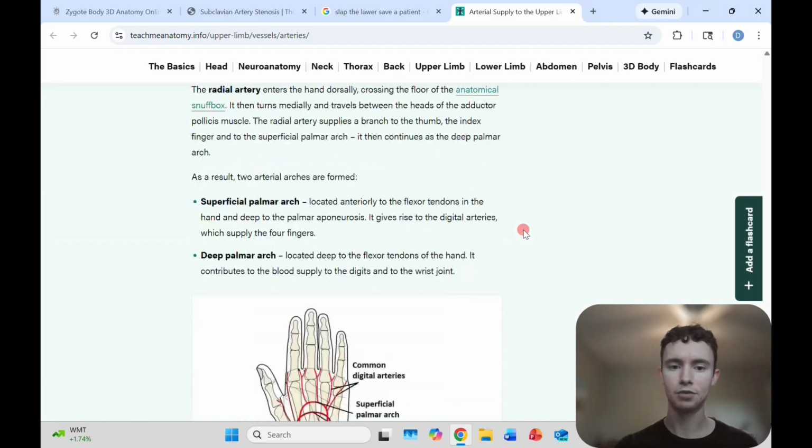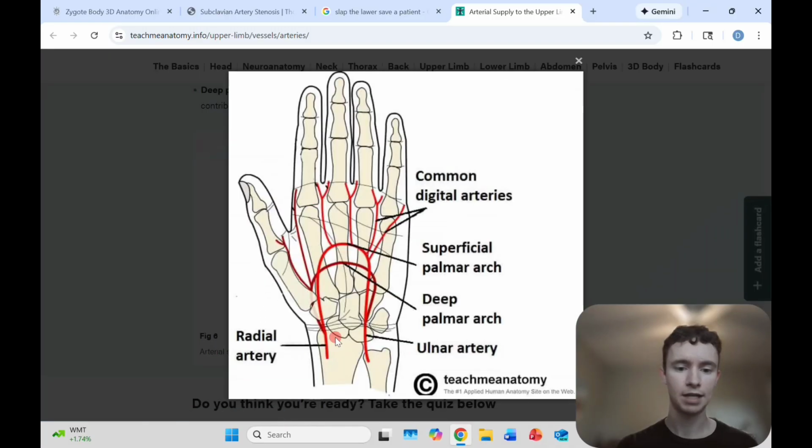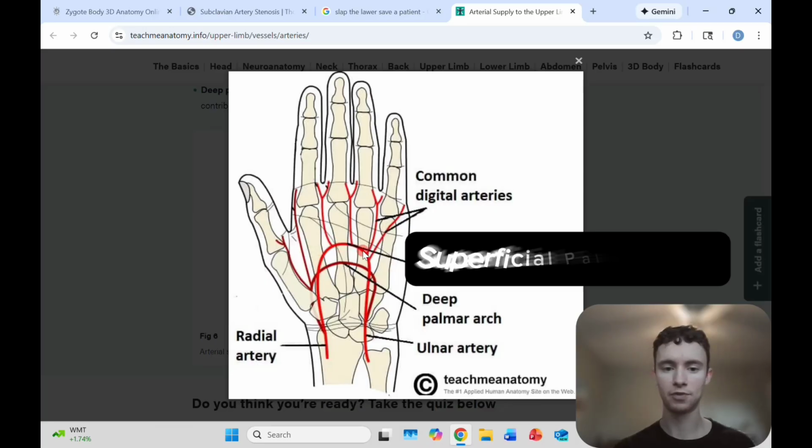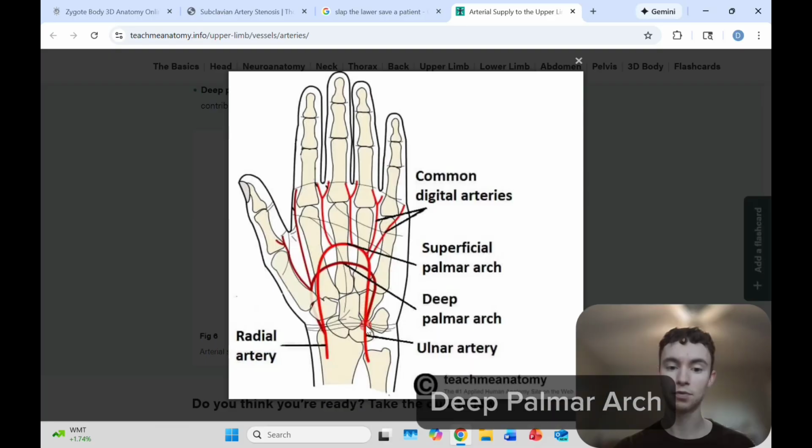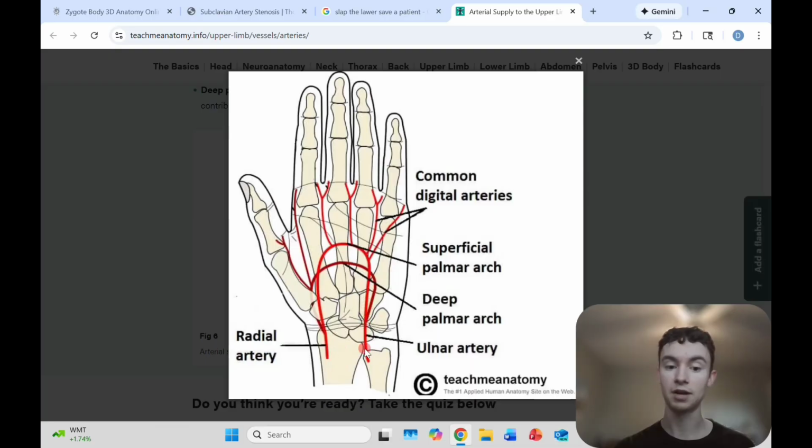And then as we move down to the hand, we have our radial and ulnar arteries to form the two arches. So we have the superficial palmar arch and the deep palmar arch. And then those both come off the radial and ulnar, and they form two arches here.